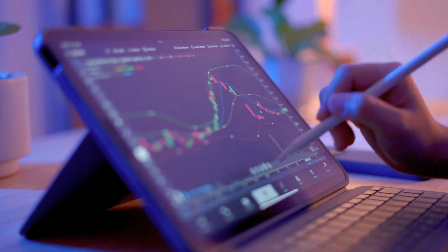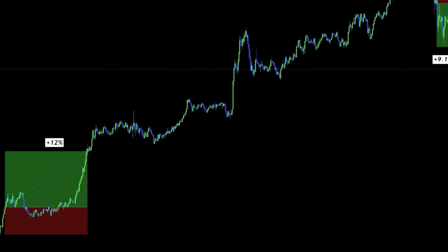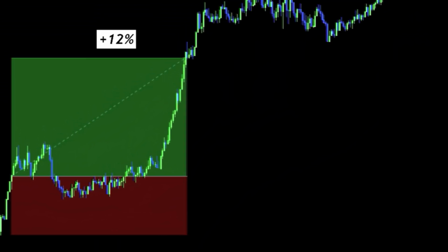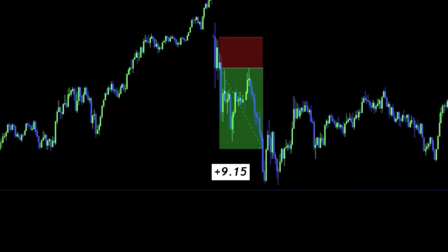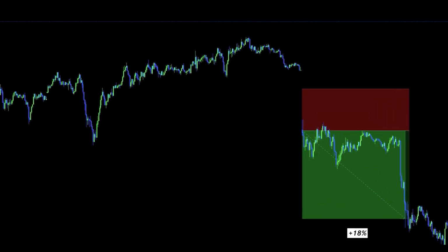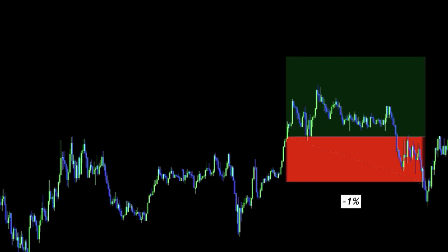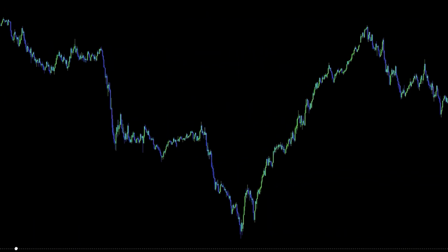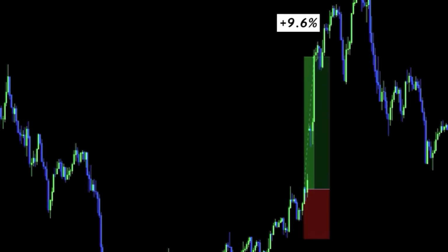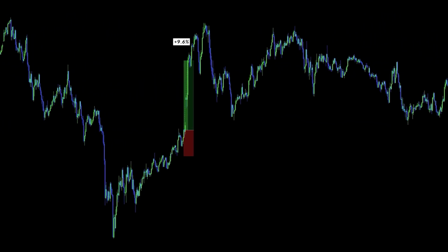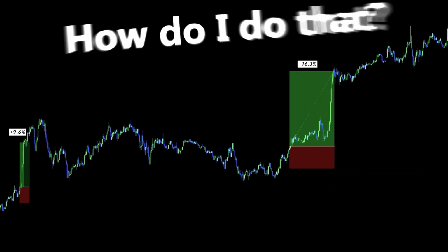Alright, so check out what's happening on the screen right now. We've got trades heading for 12% profit, then 9.15%, even an 18% jump. Yeah, a little 1% loss, then right back with 9.6%. If you're just starting out in trading, you're probably looking at that and thinking, how do I do that?